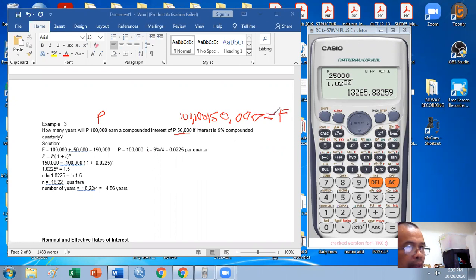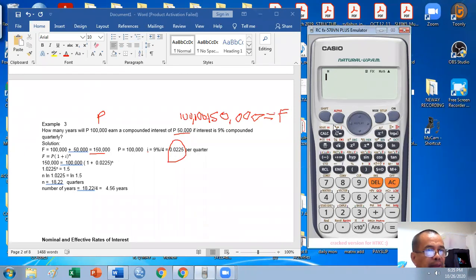Okay, that will be your F. So, magiging ano siya? Magiging 150,000. Okay? And i is 9% divided by 4. Para hindi ka mag-round off ng ganyan, ang gawin mo ganito. Yung 9%, divide mo ng 4. Then, store mo sa isang variable, let's say m. Okay, this is stored into m.